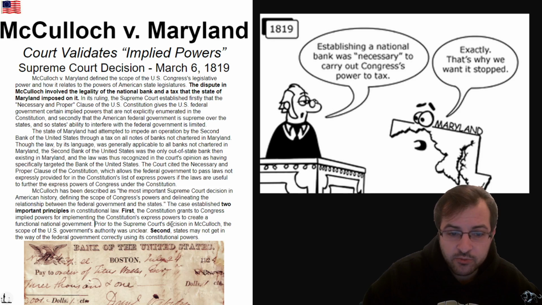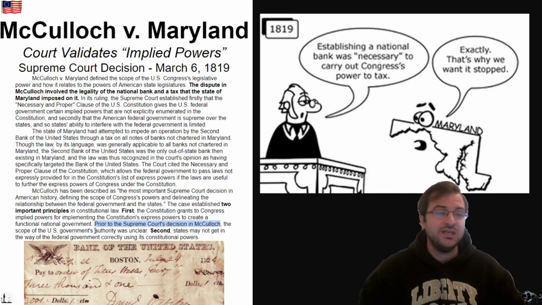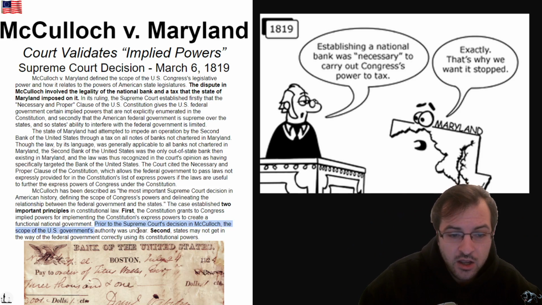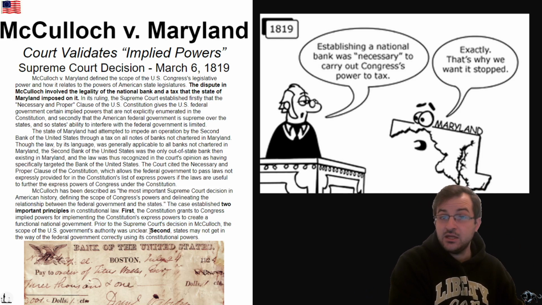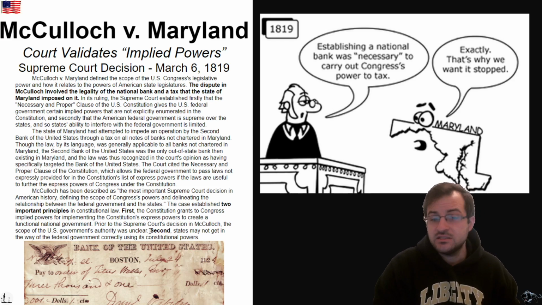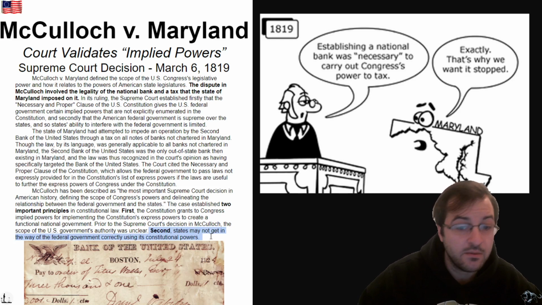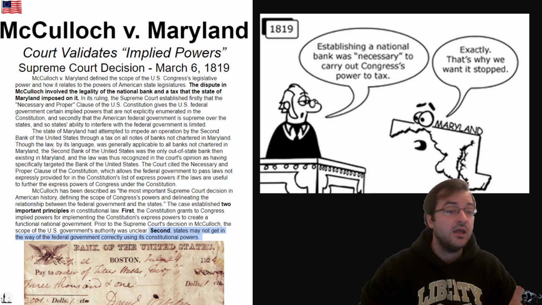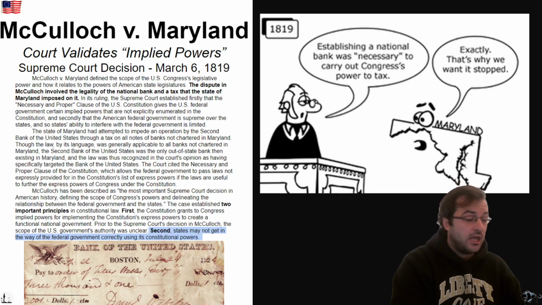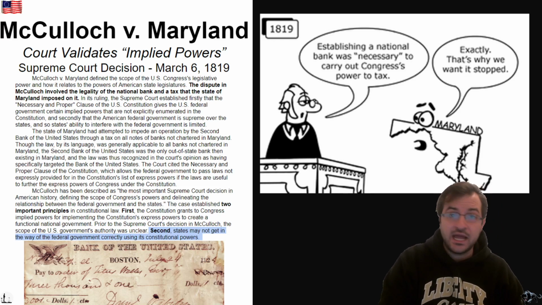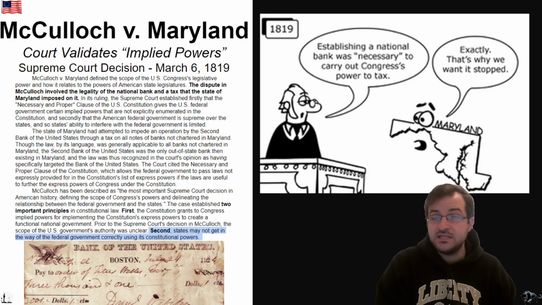Before the Supreme Court's decision in McCulloch, the scope, the full power of the U.S. government's authority was unclear. So, first off, the government can use implied powers. Secondly, states may not get in the way of the federal government correctly using its constitutional powers. So, if the government is correctly using its implied powers because it has expressed powers, then the states cannot mess with that. The federal government wins.